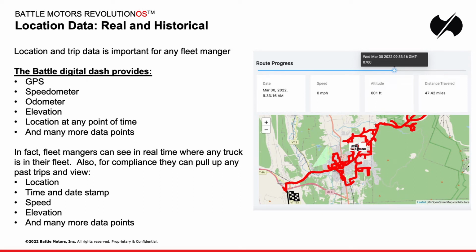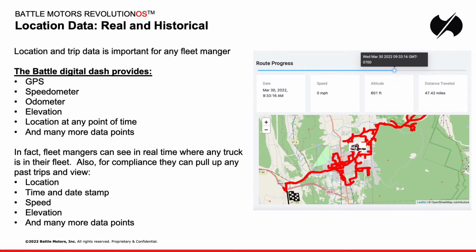Some of the data that we do collect, just to share, is GPS, speedometer, odometer, elevation, different information about the vehicle and where it's going. We include a full route progress, so you can actually go into the web interface as the fleet manager and see where this truck went at any given time for the course of history, and this is really good for compliance reasons.